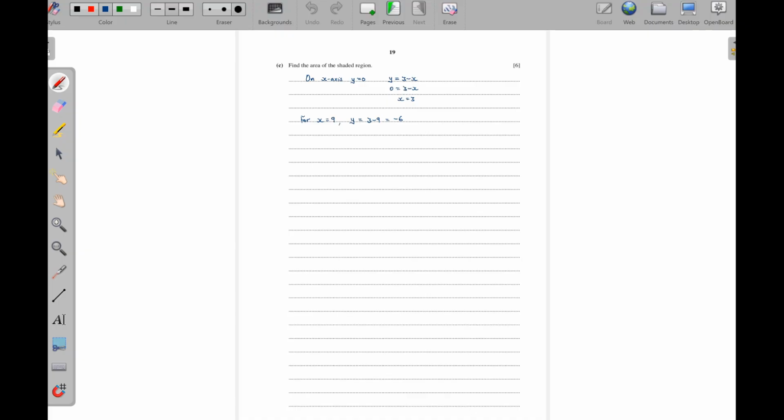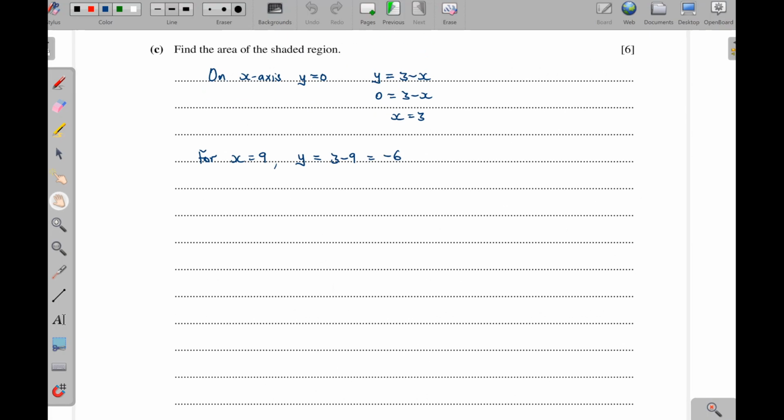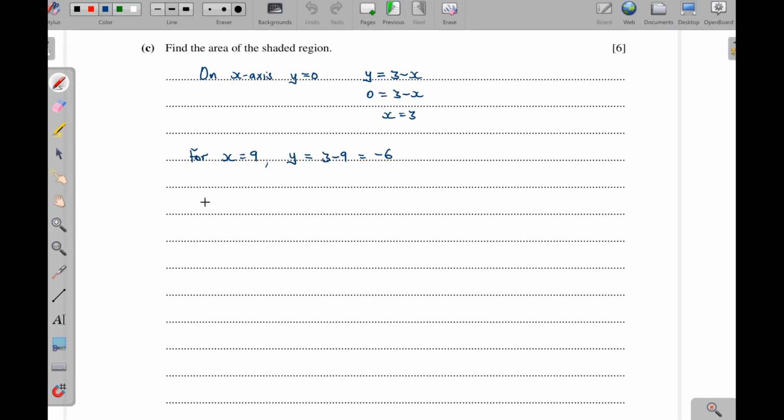Okay, now let us find our shaded area. So the shaded area shall be equal to the area of the triangle minus the area above the curve. Usually we say under the curve, so above the curve.